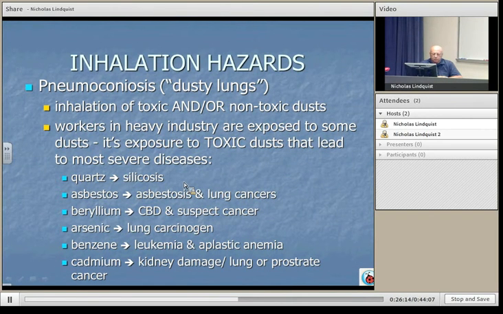For asbestos, though, it not only can cause asbestosis or scarring of the lungs like silicosis, it can also cause cancer. And it can cause either lung cancer or cancer of the lining, which is called mesothelioma, or asbestos can also pass through or get into the body system and cause stomach cancer. There's not a lot of cases, but a few cases that have been reported of stomach cancer from exposure to asbestos. Beryllium, again, it's a suspect carcinogen. Arsenic could cause lung cancer. Benzene causes leukemia, which is cancer of the white blood cells. And then cadmium can cause liver damage, lung damage, prostate damage.